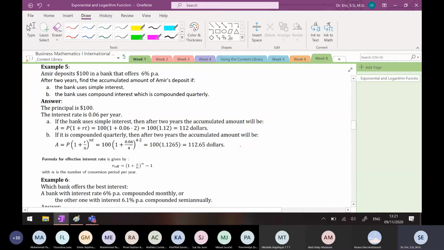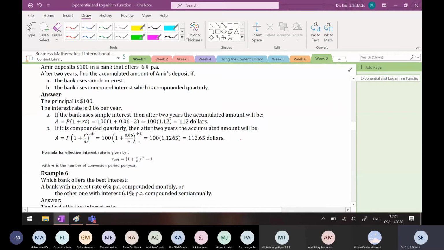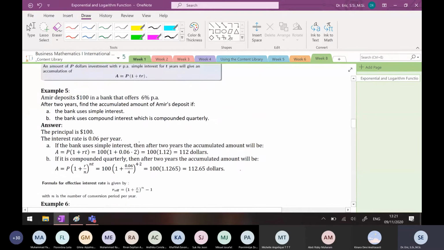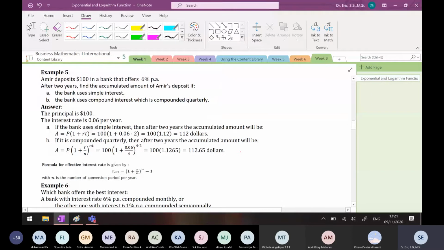Okay, so I can use a calculator here. If you do not have a calculator, you just write this down: 100 times the simplified expression to the power of 8. That's enough. Okay, yeah. That is the simple interest and compound interest.